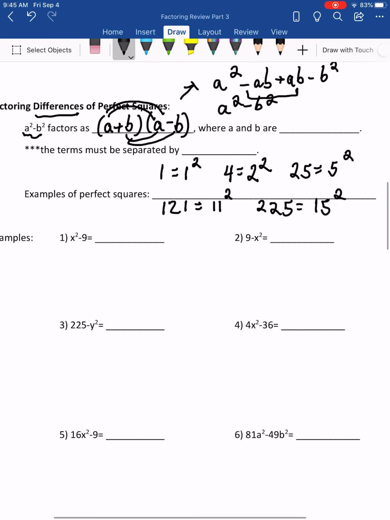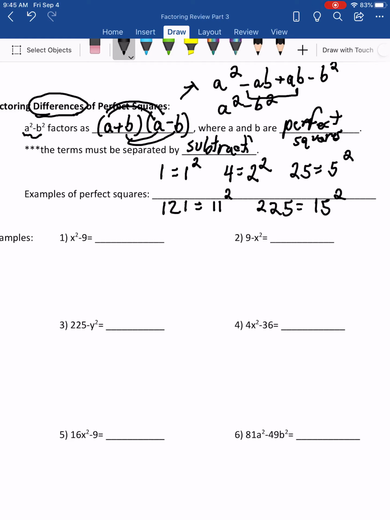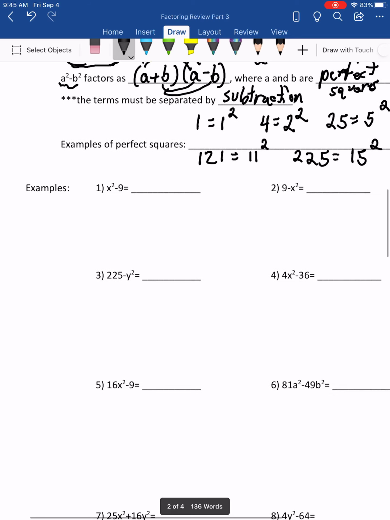Where a and b are perfect squares. All right? And again, because they're differences of perfect squares, they must be separated by subtraction. All right? If you have the sum of perfect squares, if you have something squared plus something squared, it's not going to work. All right. Let's take a look at a bunch of examples to clarify.